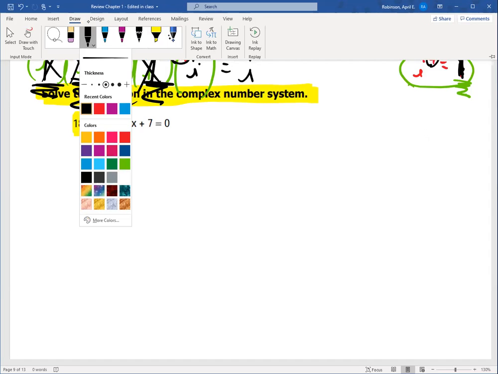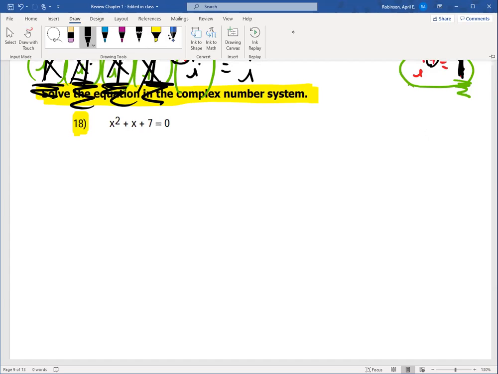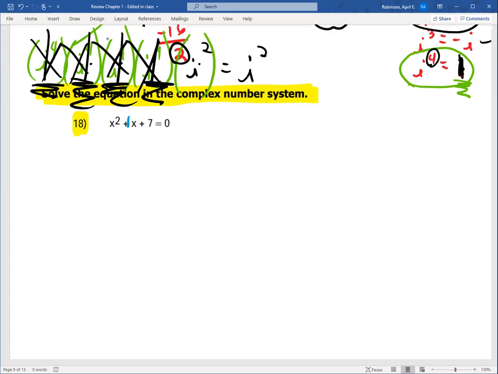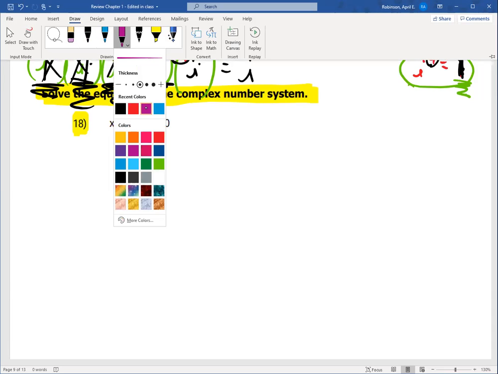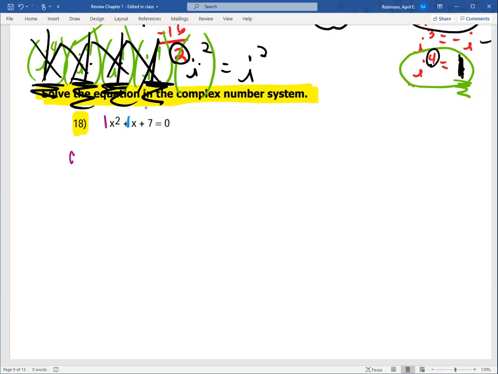It's already set equal to 0, but I cannot factor that. There's only 2 factors of 7, 1 and 7, and that adds up to 8. And right here, I actually have a 1. So this is not factorable. I'm going to have to use the quadratic formula. So A is a 1, and the B is a 1.